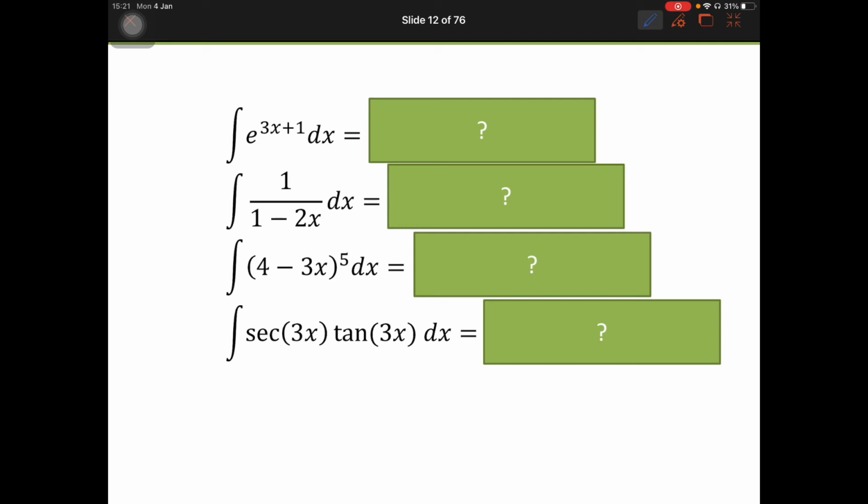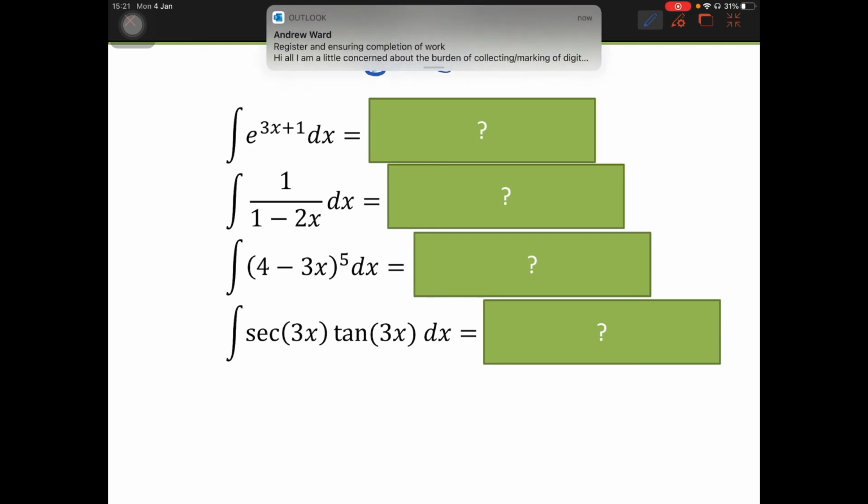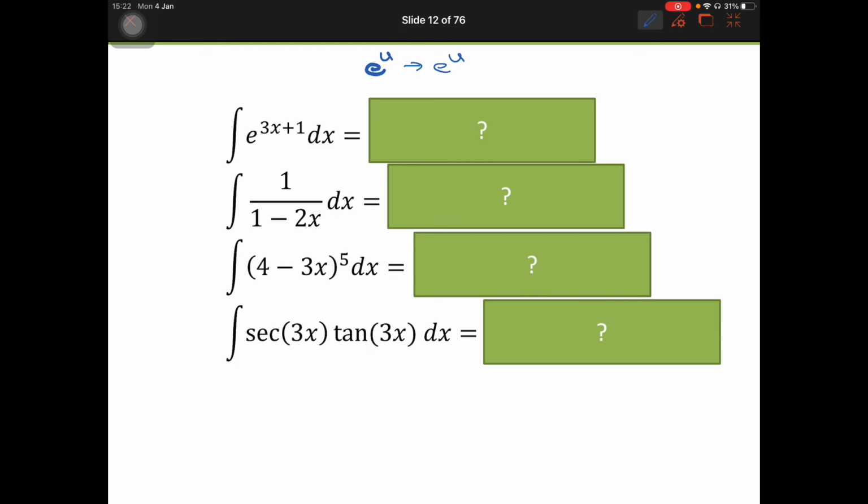Okay, so e to the 3x plus 1. Sometimes it's worth doing, if it was just e to the u, it integrates to e to the u. So I know that u is 3x plus 1. So this will become e to the 3x plus 1 still, but I've got 3x, so I'm going to times it by a third and add c on. So I end up with a third lots of e to the 3x plus 1 plus c.